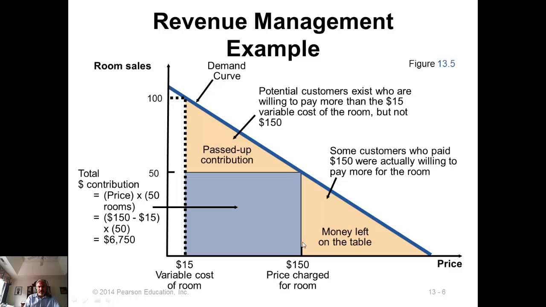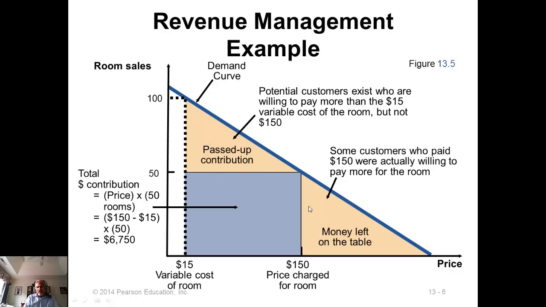So here is what the current price level is. If you charge $150 per night, then the demand is 50 rooms. So price times 50 rooms gives you the total revenue generated minus $15 of variable cost, gives you the net revenue of 6,750. You see, at this price point, what happens is that this is the amount of money that is left on the table, because these are the people who are willing to pay more than 150. Now, if you had less than 115, these are the people that have been passed up.